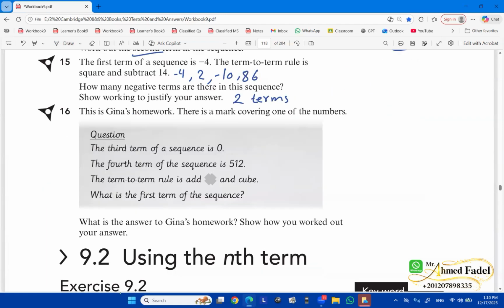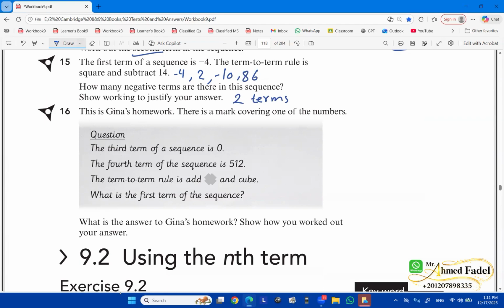The last question. This is Gina's homework. There is a mark covering one of the numbers. Question is, the third term of a sequence is 0. The fourth term of the sequence is 512. The term-to-term rule is add something and then cube it. What is the first term of the sequence?